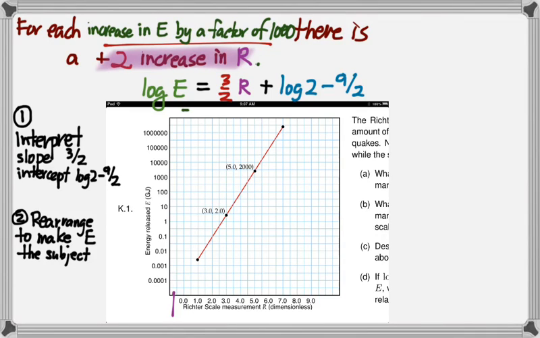All right, so how are we going to rearrange this equation in order to discover the relationship between r and e instead of the relationship between r and log e? How do you make e the subject? What should I do here?